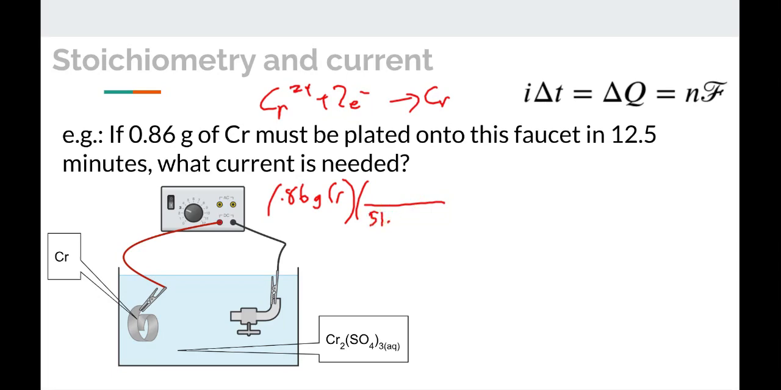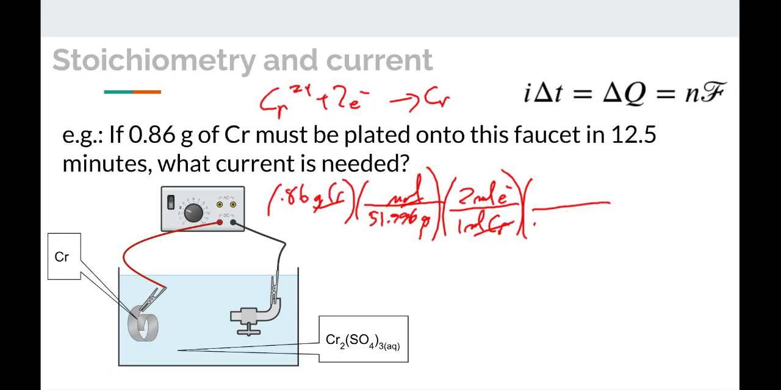So for chromium, that's 51.996 grams per mole. That gives me moles of chromium. But for every 1 mole of chromium, I need 2 moles of electrons. That's the stoichiometry between chromium and electrons from that half reaction. And then Faraday's constant tells me that every 1 mole of electrons carries 96,500 coulombs of charge. So if I multiply all this together and work out the arithmetic, it's 3,192 coulombs needed.